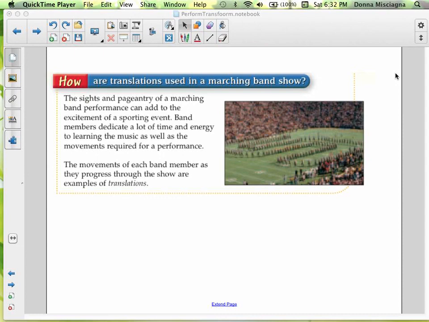Welcome. In this lesson, we are going to be reviewing all of our transformations. And in the next lesson, we're going to be combining all those transformations. So how are translations used in a marching band show?